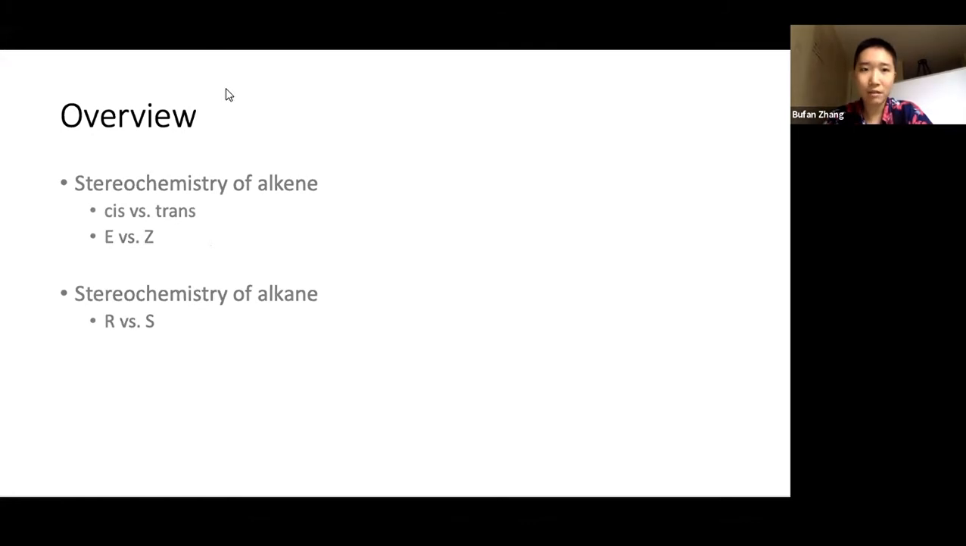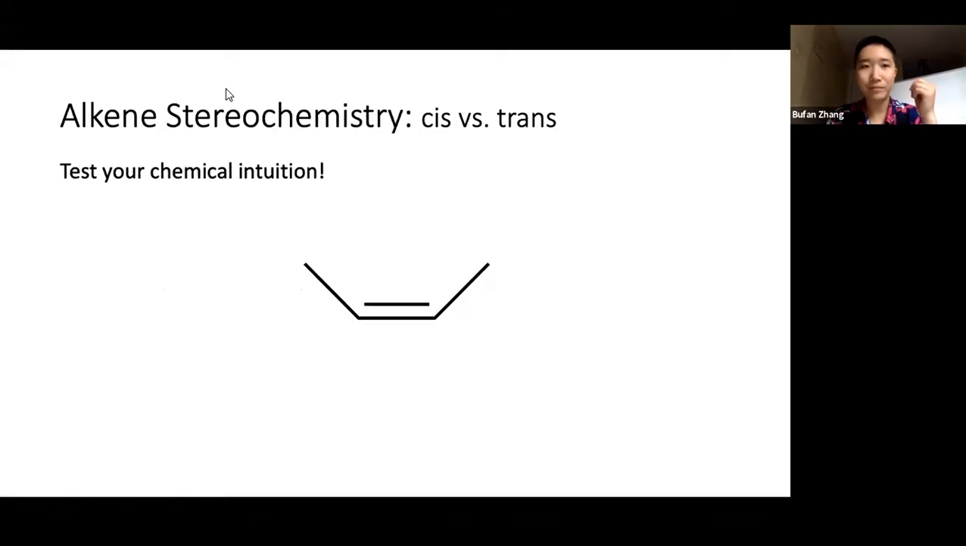We're going to talk about stereochemistry of alkene. We're going to talk about cis versus trans and E versus Z. It doesn't matter if you don't know what they mean. I'm going to go over them very quickly, and I'm sure you will be able to catch up very soon. And then we're going to talk about absolute configuration of alkanes, R versus S. And it doesn't matter, again, if you don't know what that means. And I'm sure by the end of the lecture, you will have a very good understanding of how to assign absolute configurations. So let's jump in.